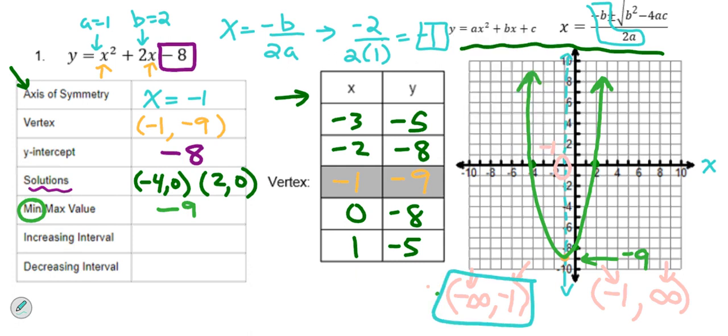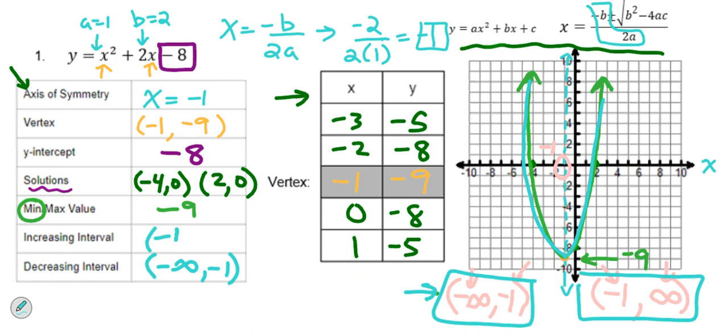Now, this one describes what's going on the left side. And so what is happening on the left side? It's heading down. As we're going from left to right, it's heading down. So that is my decreasing. I'm going to write that one in the decreasing part. And then, of course, it makes sense that to the right of the axis of symmetry we are increasing. So this one to the right is what we write for the increasing.